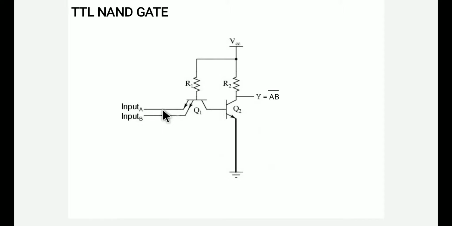If one of the inputs, A or B, is 0, the corresponding emitter junction is forward biased. The collector junction is reverse biased. Hence, transistor Q1 goes into the saturation region.